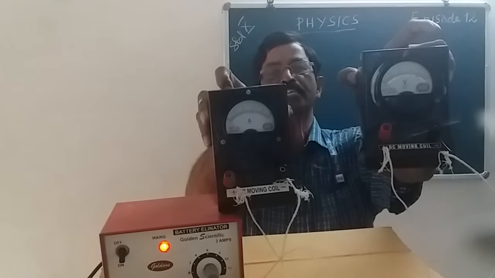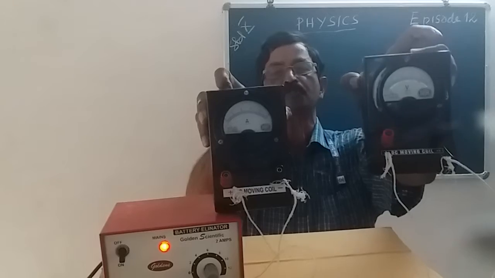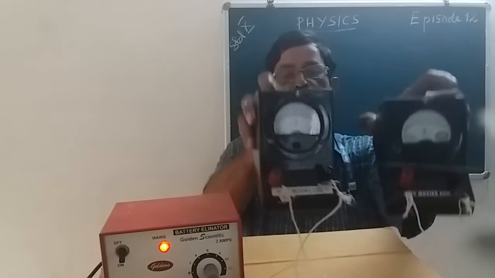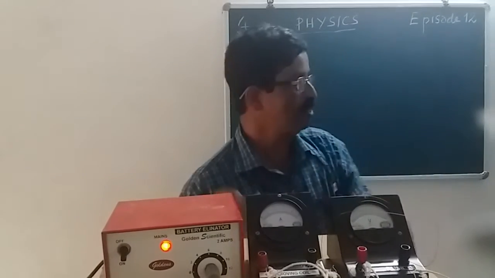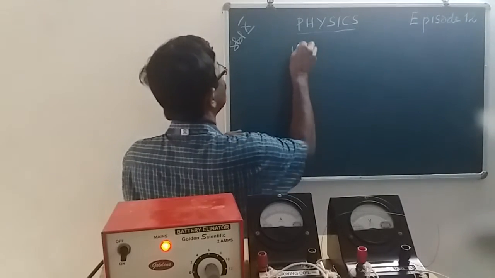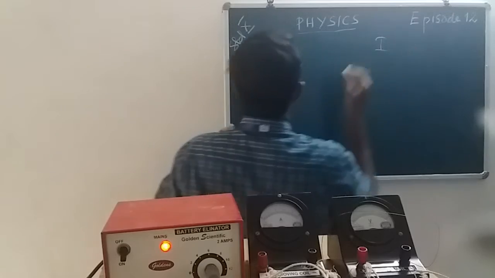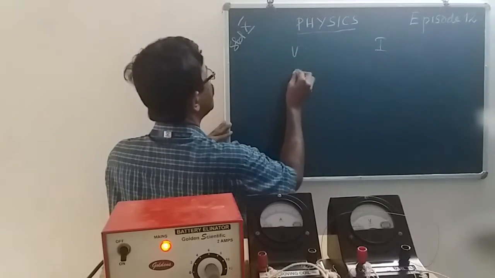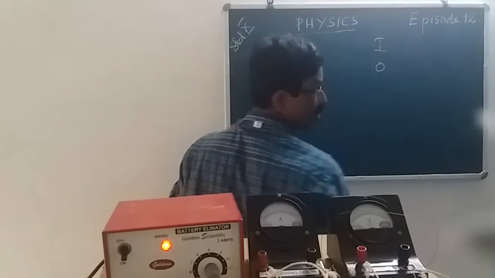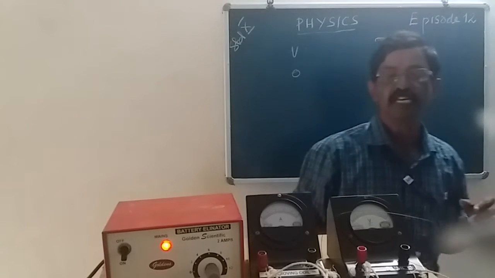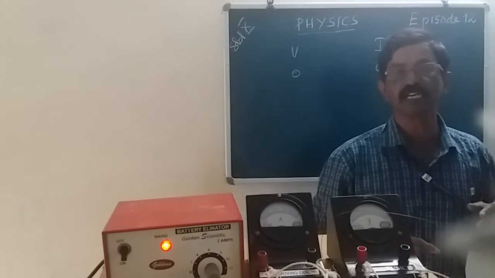In this voltmeter you can see that the potential is 0 and the current is also 0. That means when the potential V is 0, the current I is also 0. From this you can understand that to flow current through a circuit, there must be a potential difference.